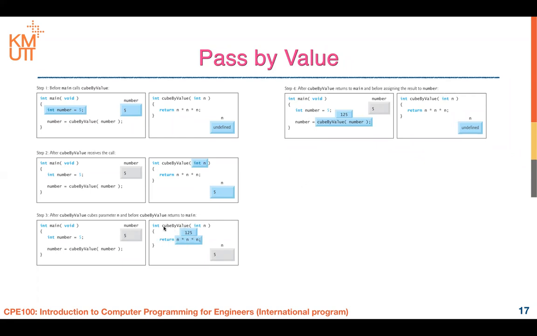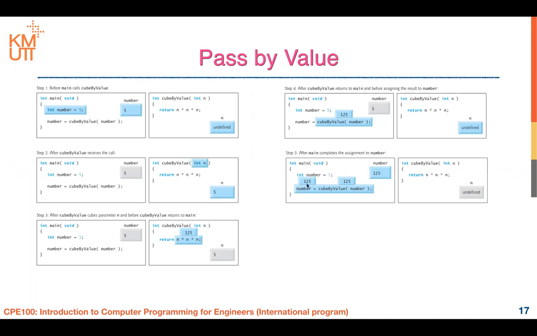Return will return to the function name. Okay, so you can see that the highlighted blue is the function name, cube by value, 125, and then 125 will be assigned to number. So the number now will be 125. Okay, is it clear? Yes. Okay, this one is easy, okay?